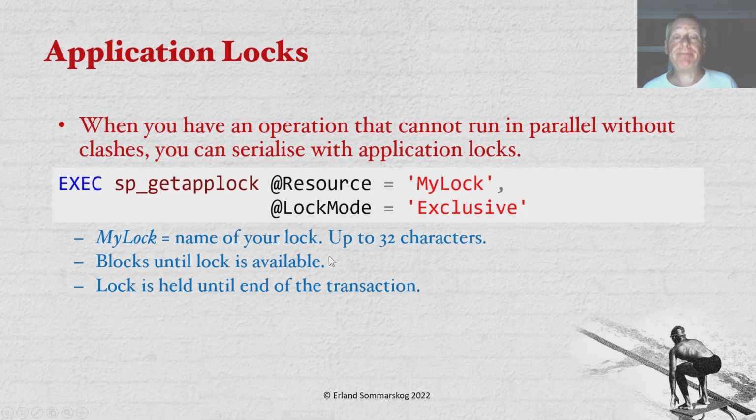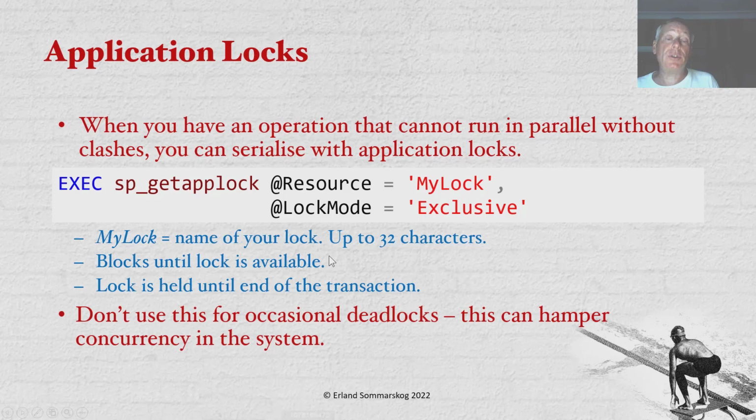So it will all resolve automatically. But I'd like to warn you though, don't use this for occasional deadlocks. Let's say you have an order entry process. Every third week you get a deadlock. Oh, this is nasty. Well, let's use application lock to serialize things. And your process is now going to grind to a standstill because of this, because sometimes you want parallel execution. So this is only where you absolutely don't want parallel execution at all.